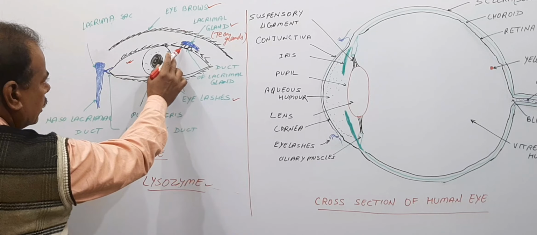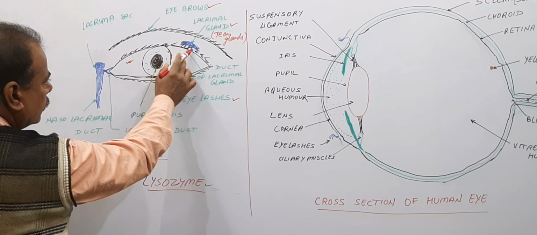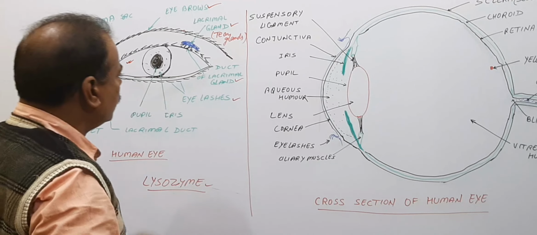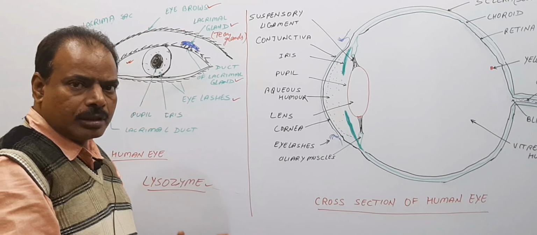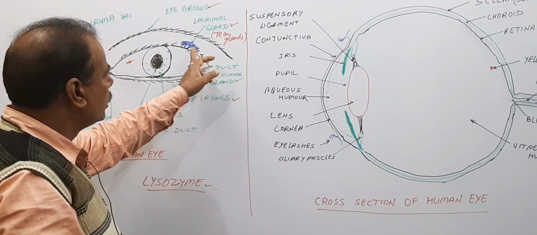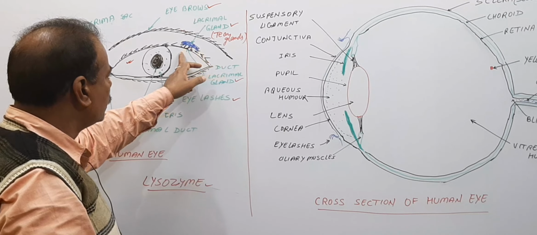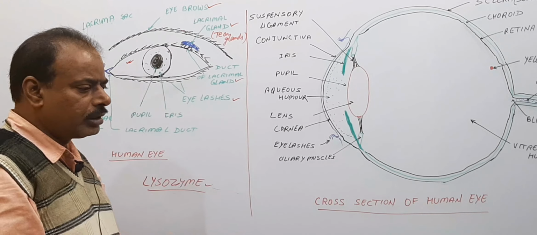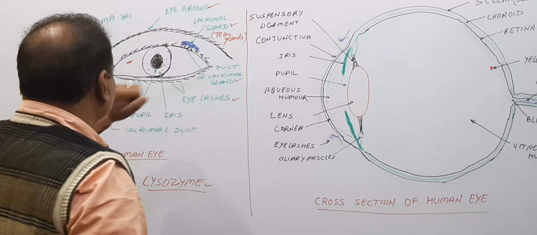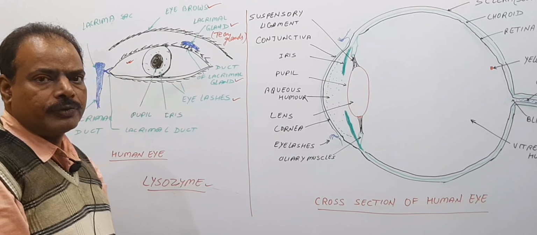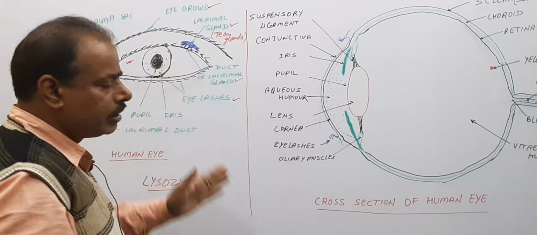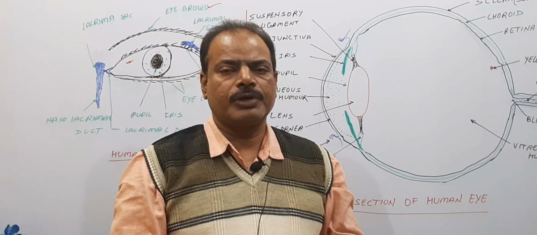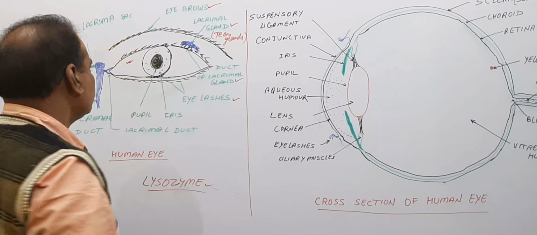Now here you can see these are the ducts of lacrimal glands, and they help in carrying lacrimal fluid or tear from the tear gland to the edges of the eyelid, so that from here it is poured on the upper surface of our eye, and when eyelids move, then it can be distributed on the front part of the eye.